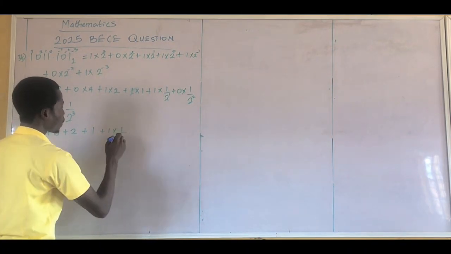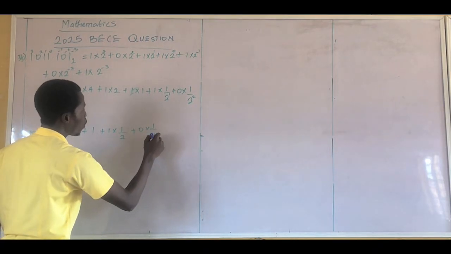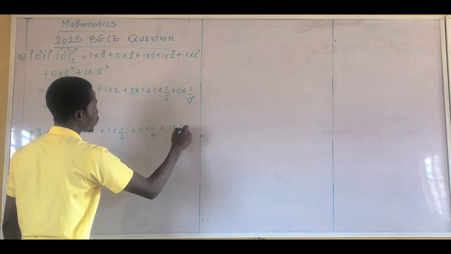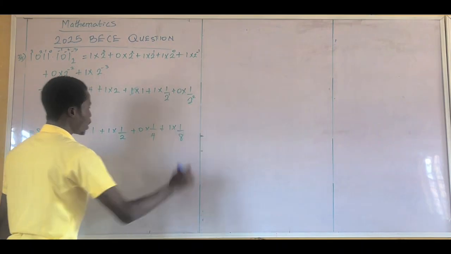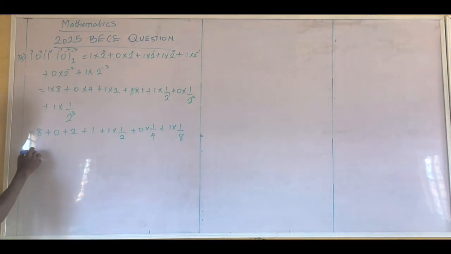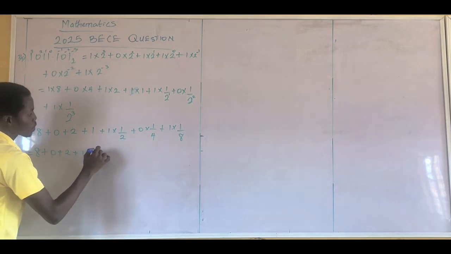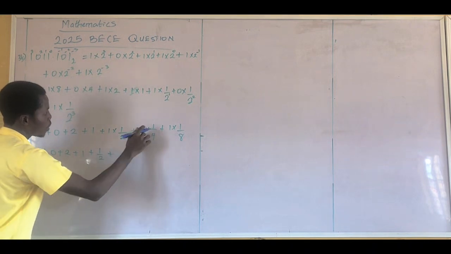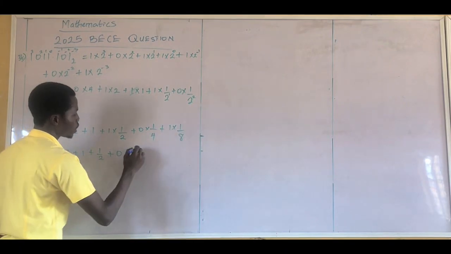1 over 2 raised to the power 1, 2. Plus 0 times 1 over 2 raised to the power 2, 4. Plus 1 times 1 over 2 raised to the power 3 is going to give us what? 8. Alright, let's simplify further. We're going to have 8 plus 0 plus 2 plus 1 plus 1 times 1 over 2 is going to give us 1 over 2 plus 0 times 1 over 4 is going to give us 0 plus 1 times 1 over 8 is going to give us what?